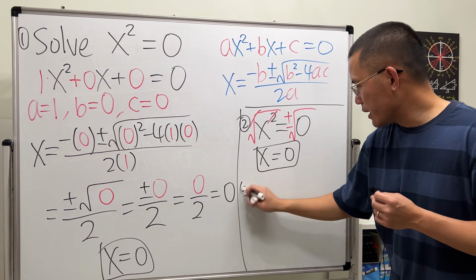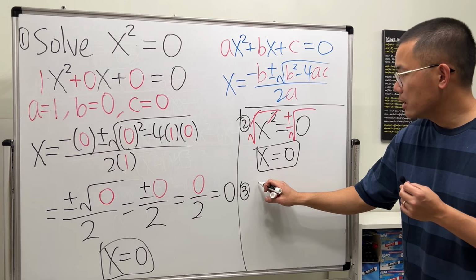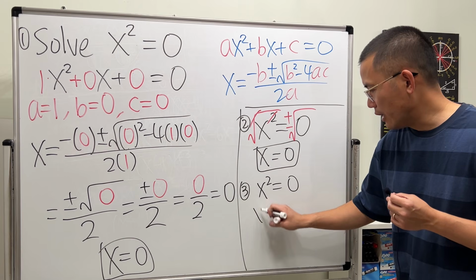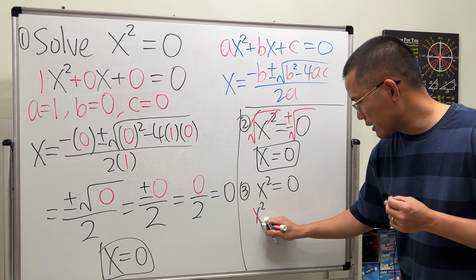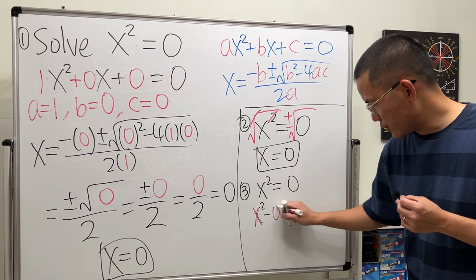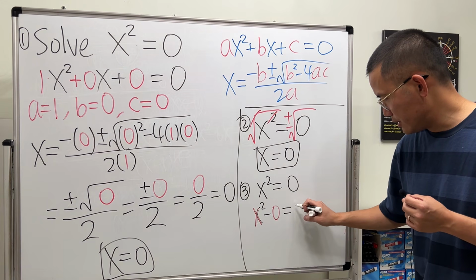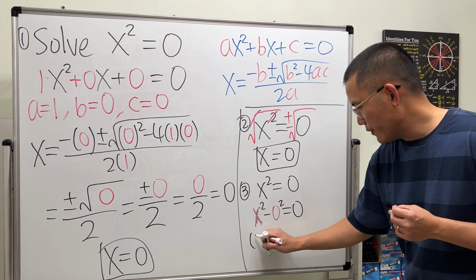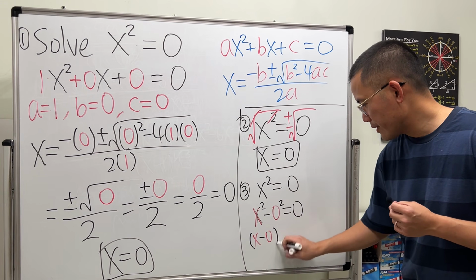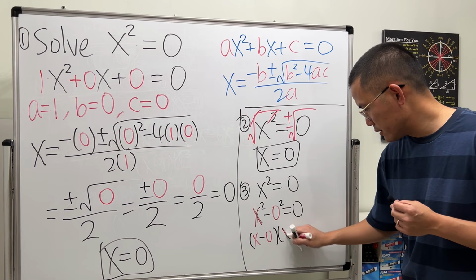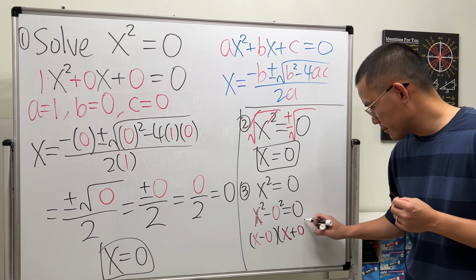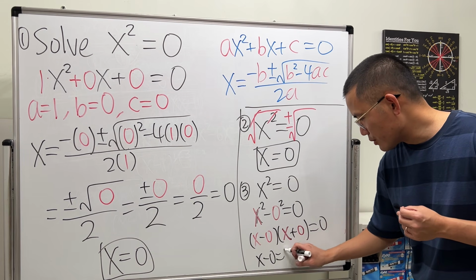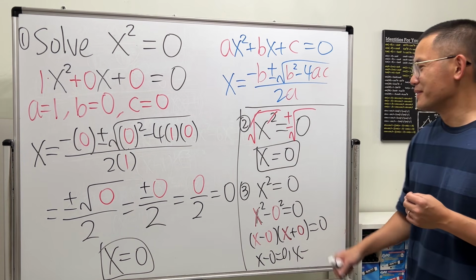Now, the third way is we can factor it too. x squared is equal to 0. Put the 0 to the other side, so x squared. Let's look at this. x squared minus 0 is equal to 0. And that's the same as 0 squared. We can factor it and then we get x minus 0 times x plus 0. It's equal to 0. And right here, x minus 0 is equal to 0. Okay, enough. That's it.